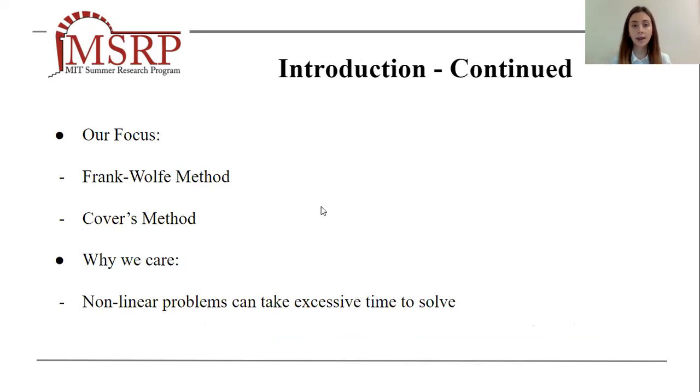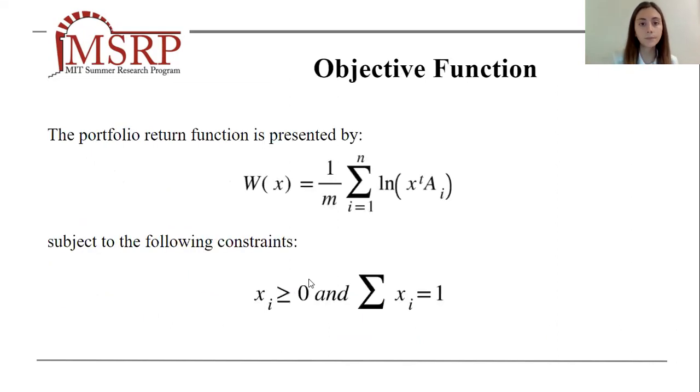So we will be looking at two different methods. The first one is called the Frank-Wolfe method, and the second one is a method introduced by Dr. Thomas Carver in one of his papers that I will be referring to as Carver's method. The reason why we care is because a logarithmic objective function is a nonlinear optimization problem, and that can take excessive time to solve, especially when we have a larger data set. We want to find the algorithm that is the most efficient one.